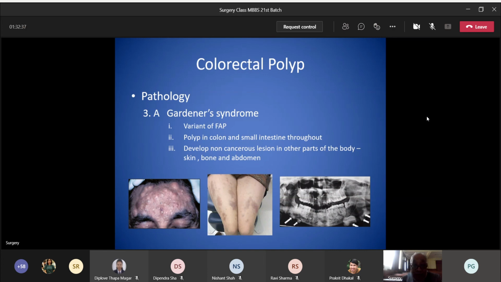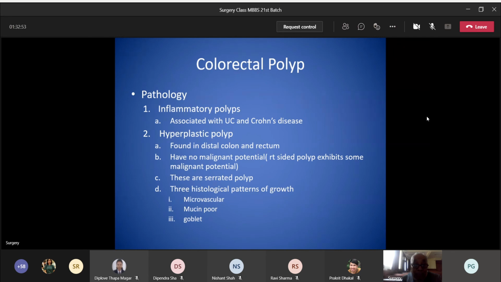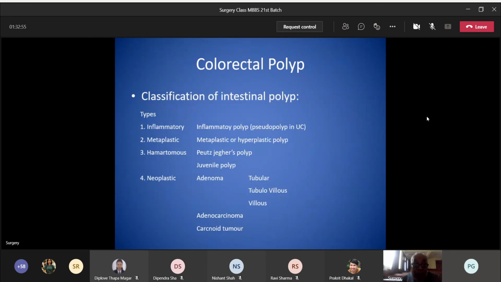They have lytic areas. They might have a lot of lytic lesions in other bones also. Okay, this is familial adenomatous polyposis. This is one of the variants. As I told you, all this you can see like this, flooded with polyps. So the classification, if you remember: inflammatory, metaplastic, hamartomatous, and neoplastic. And neoplastic adenomas are tubular, tubulovillous, and villous. And adenocarcinoma, and carcinoid tumor, you can see most in the appendix and cecum region.